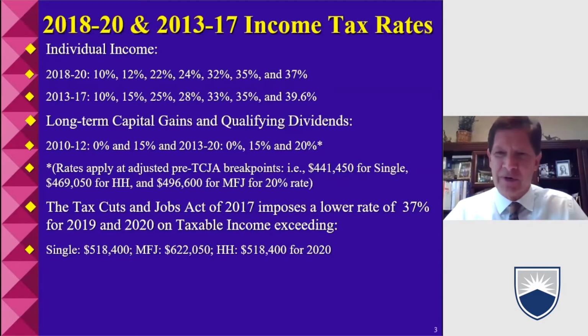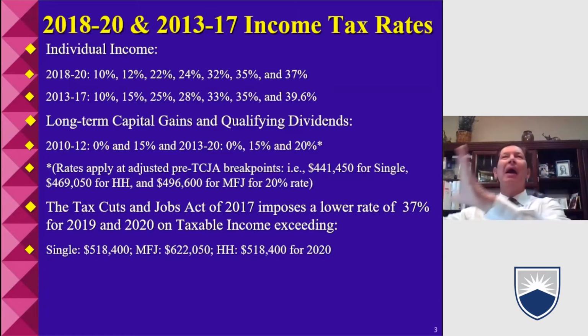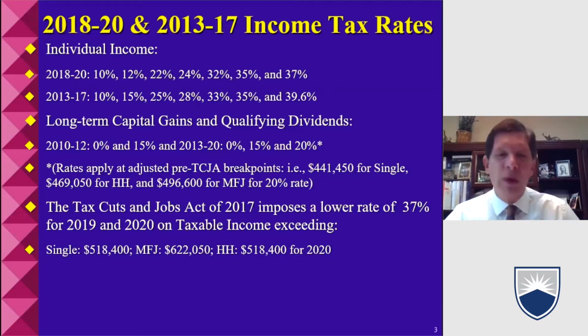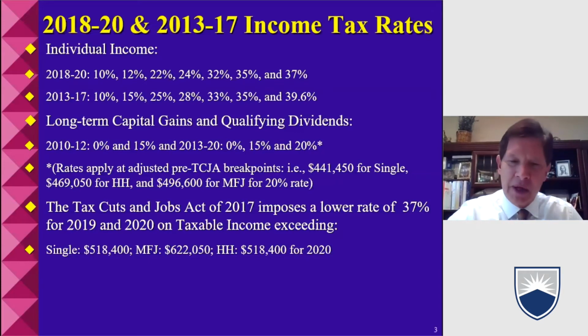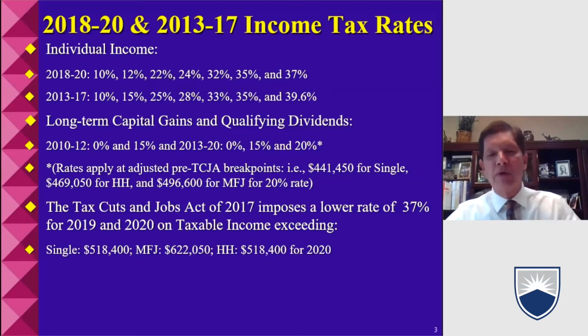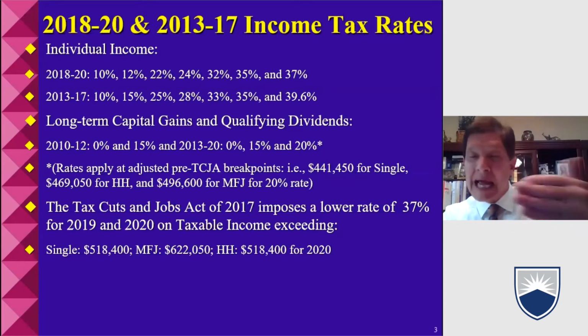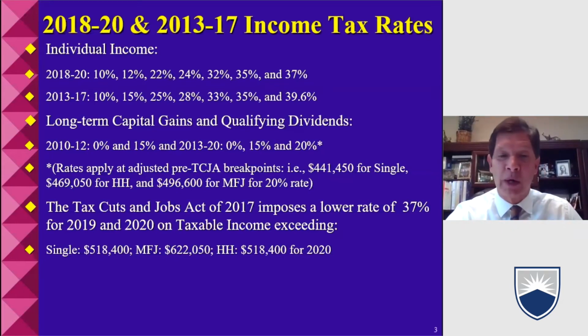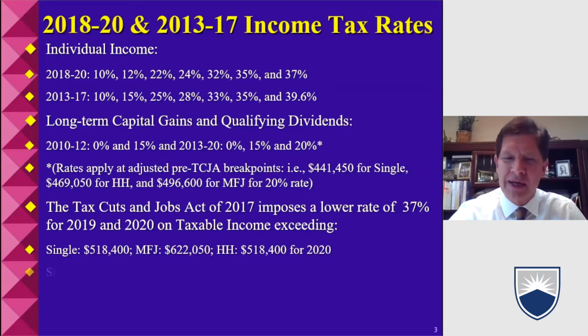Now look at these numbers carefully. Putting politics aside, think about what may happen next year. If we repeal the Tax Cuts and Jobs Act of 2017, well, for those folks who are married filing jointly, they may be looking at 39.6% if their taxable income exceeds $400,000, and not $622,050, or a projected taxable income for 2021 of close to $630,000.